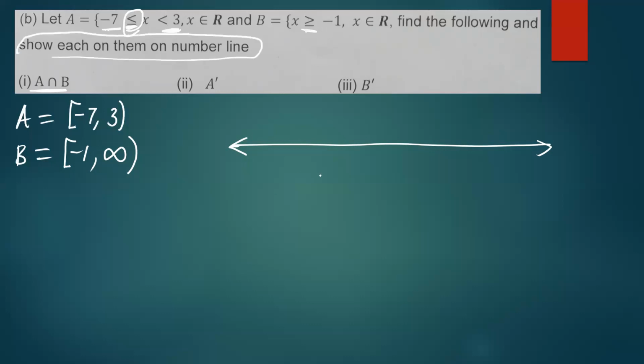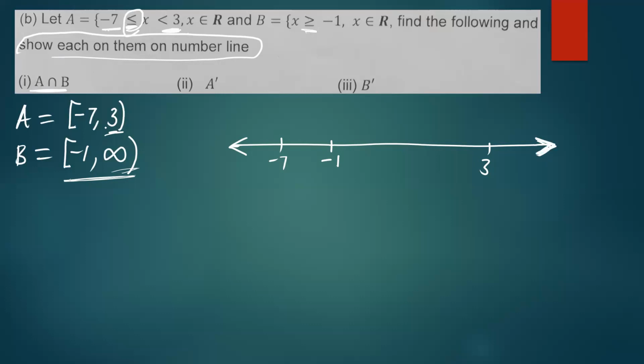Okay, so we put in the important values, the important numbers. In A, we have negative 7 and 3. So I'm going to put 3 there. And then in B we have negative 1. Then infinity, it just means that it's going this side, so we can't write it anywhere.